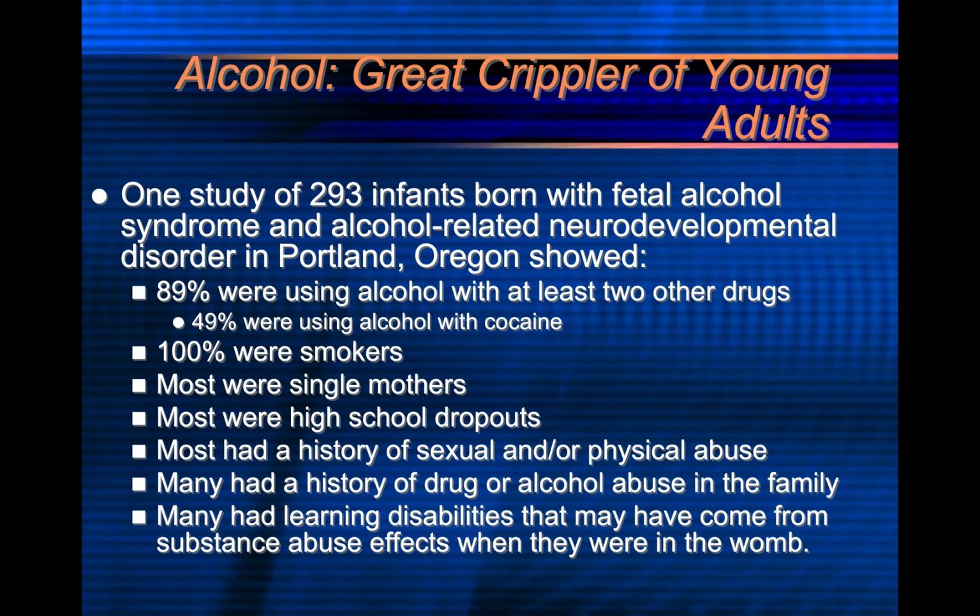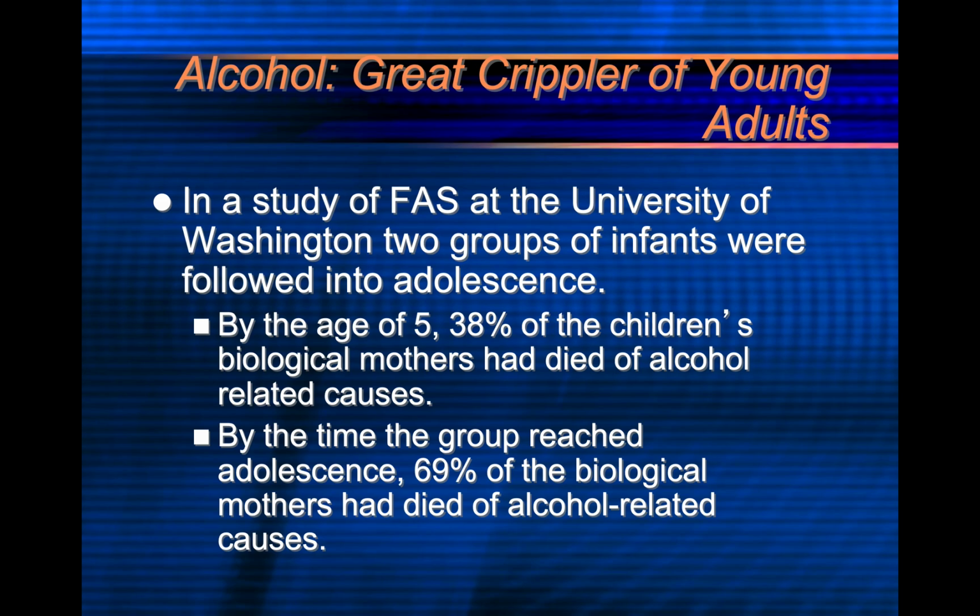As you can see, the women that they were dealing with had lots and lots of problems. In a study of FAS at the University of Washington, 2 groups of infants were followed into adolescence. By the age of 5, 38% of the children's biological mothers had died of alcohol-related causes. 38%, that's over 1/3 by the time the kids were 5 years old. By the time the group reached adolescence, 69% of the biological mothers had died of alcohol-related causes. So that's almost 70% were dead by the time the kids were teenagers.